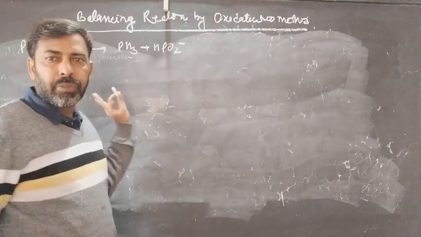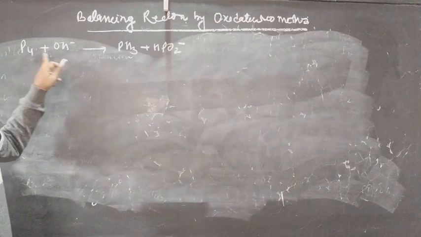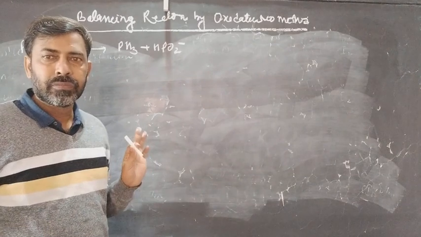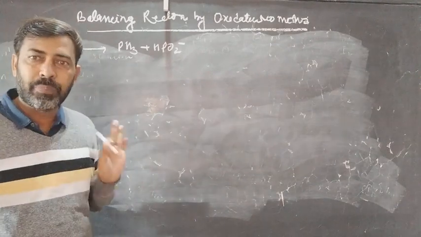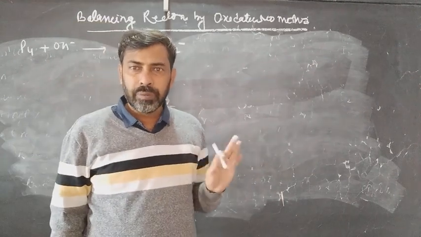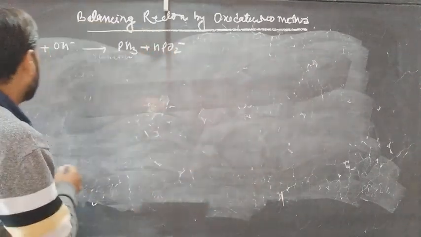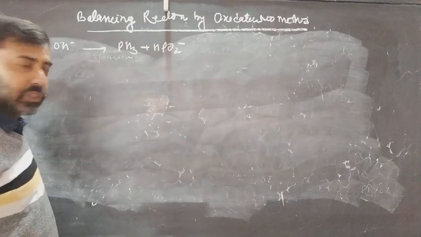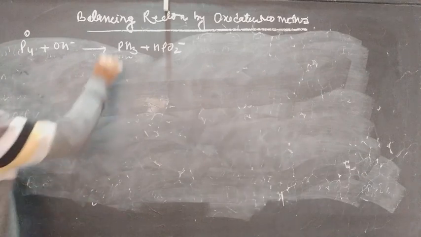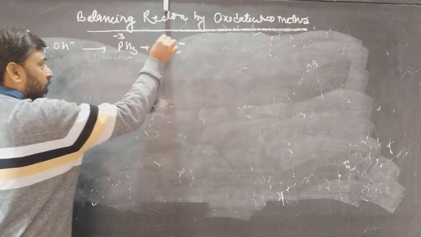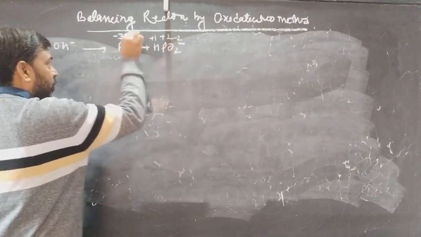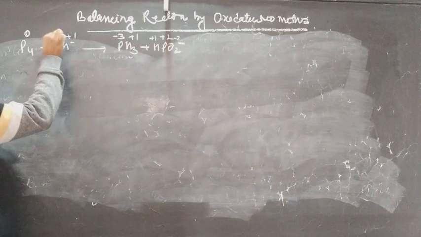This is the next example, that is P4 on reaction with basic medium gives PH3 and HPO2 negative. The hydroxyl ion is just suggesting a basic medium, so we will have to solve this one in basic medium. So first of all we will find the oxidation numbers. For phosphorus it's 0, for this one -3 and +2, hydrogen +1, oxygen -2, hydrogen +1 and -2.